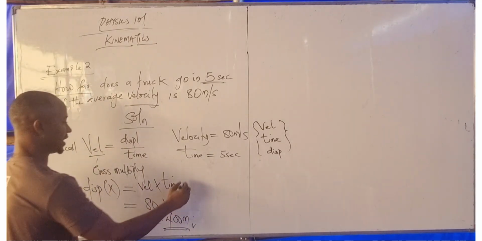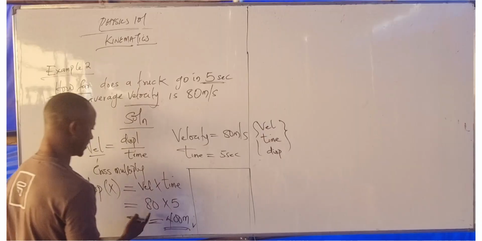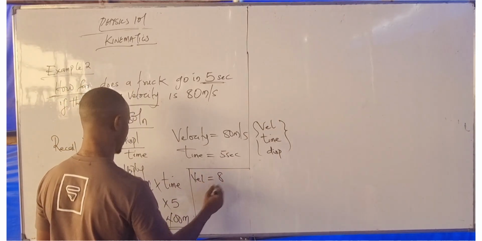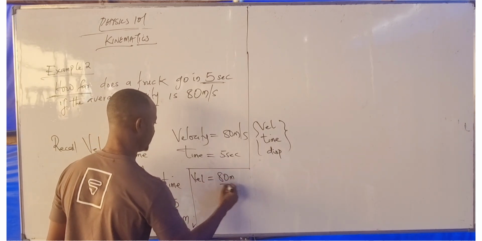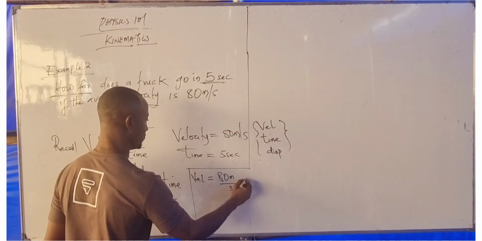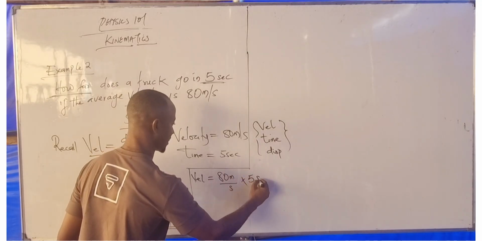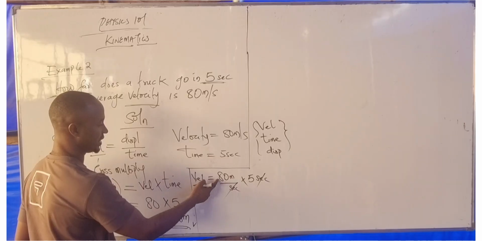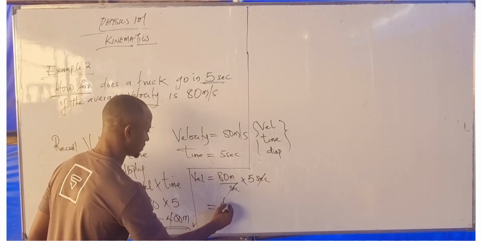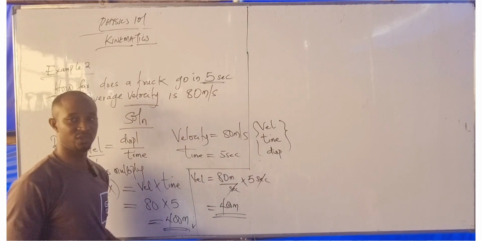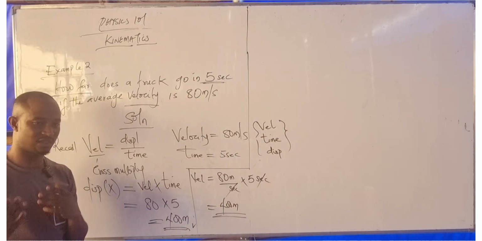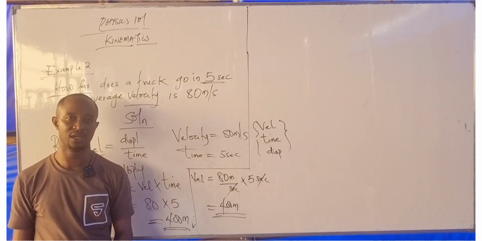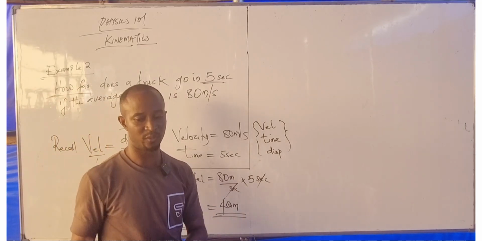Another way we can solve this: velocity is 80 meters per second, multiplied by 5 seconds. Seconds cancel with seconds. We are left with 80 meters times 5, which equals 400 meters. You can solve with the unit involved or without the unit, but note that at the end of the day, your displacement must be measured in meters. Alright, let's see another example from your textbook.